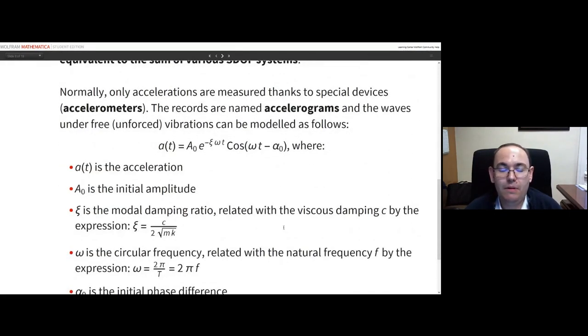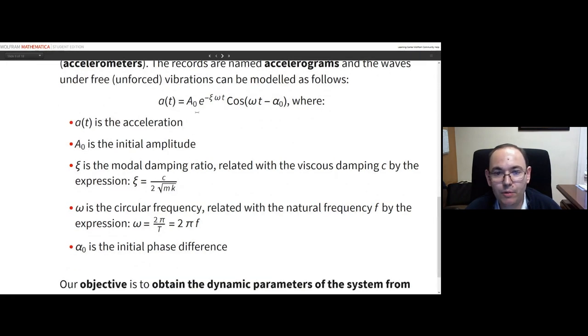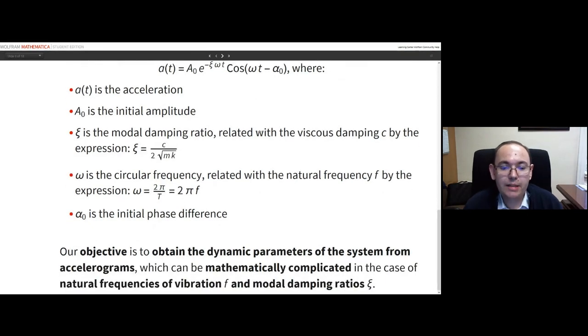Normally, if you make a test, you only take acceleration thanks to special devices called accelerometers, and the records are named accelerograms. The waves and their free and forced vibrations can be modeled as follows. The acceleration is equal to an initial amplitude, A sub zero, times an exponential function with the damping, the circular frequency and the time, and a cosine function with an argument of the circular frequency, the time, and the initial phase difference.